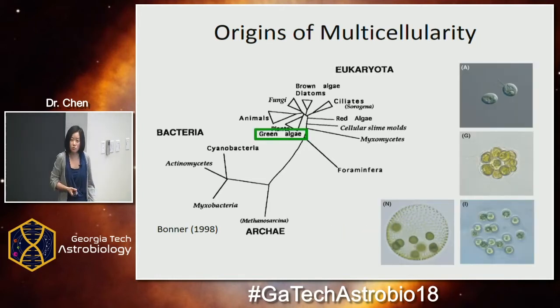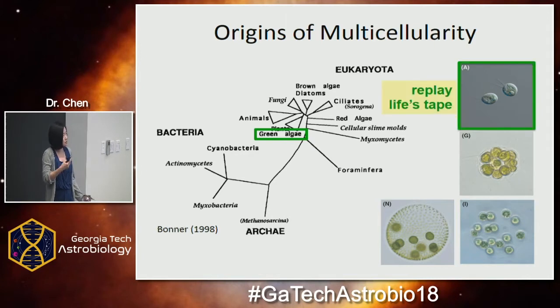So one of those multicellular lineages is the green algae, which includes volvocine algae. This group of algae contains species with different levels of complexity, from unicellular Chlamydomonas to fully differentiated Volvox. So with this unicellular algae on top, we can replay the life tape to see how multicellularity originates in the first place.